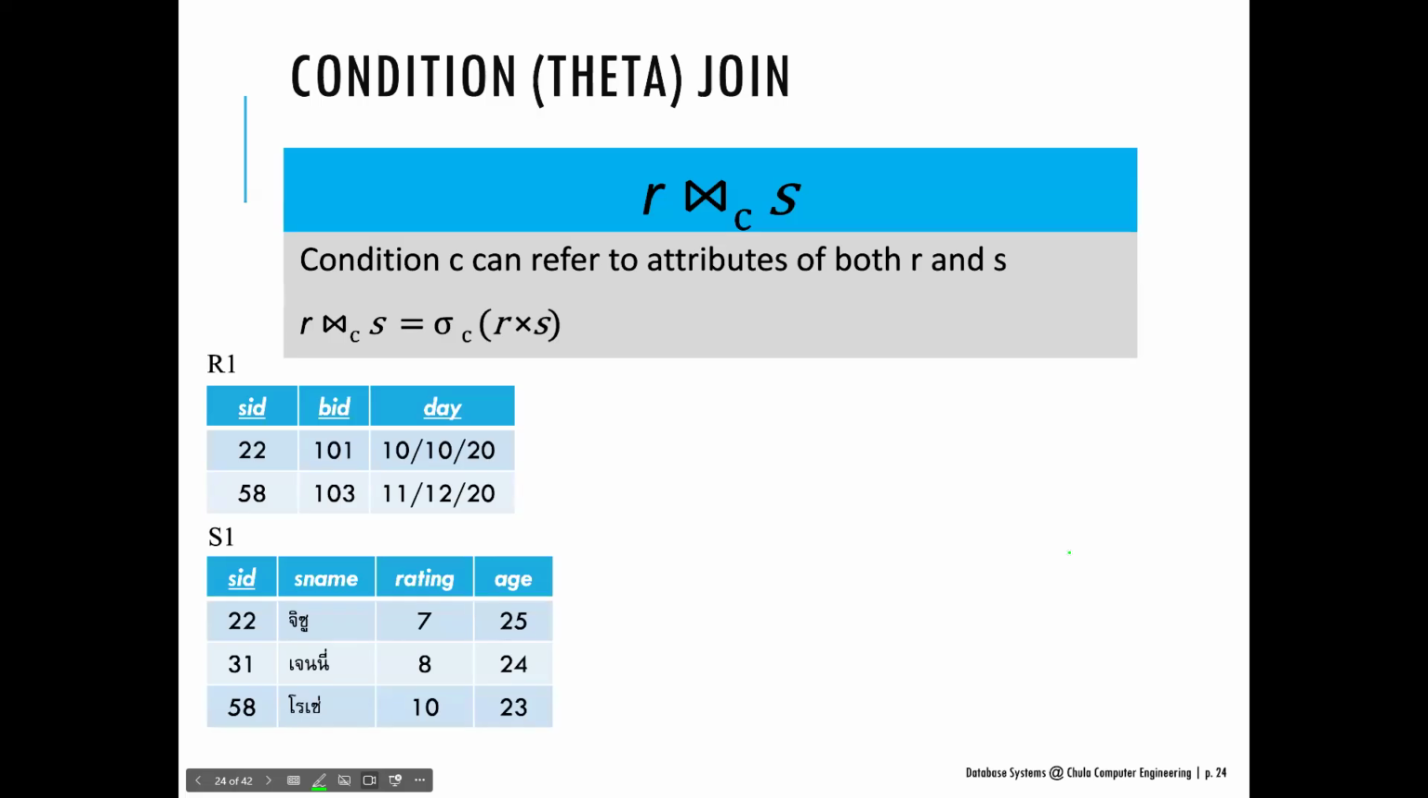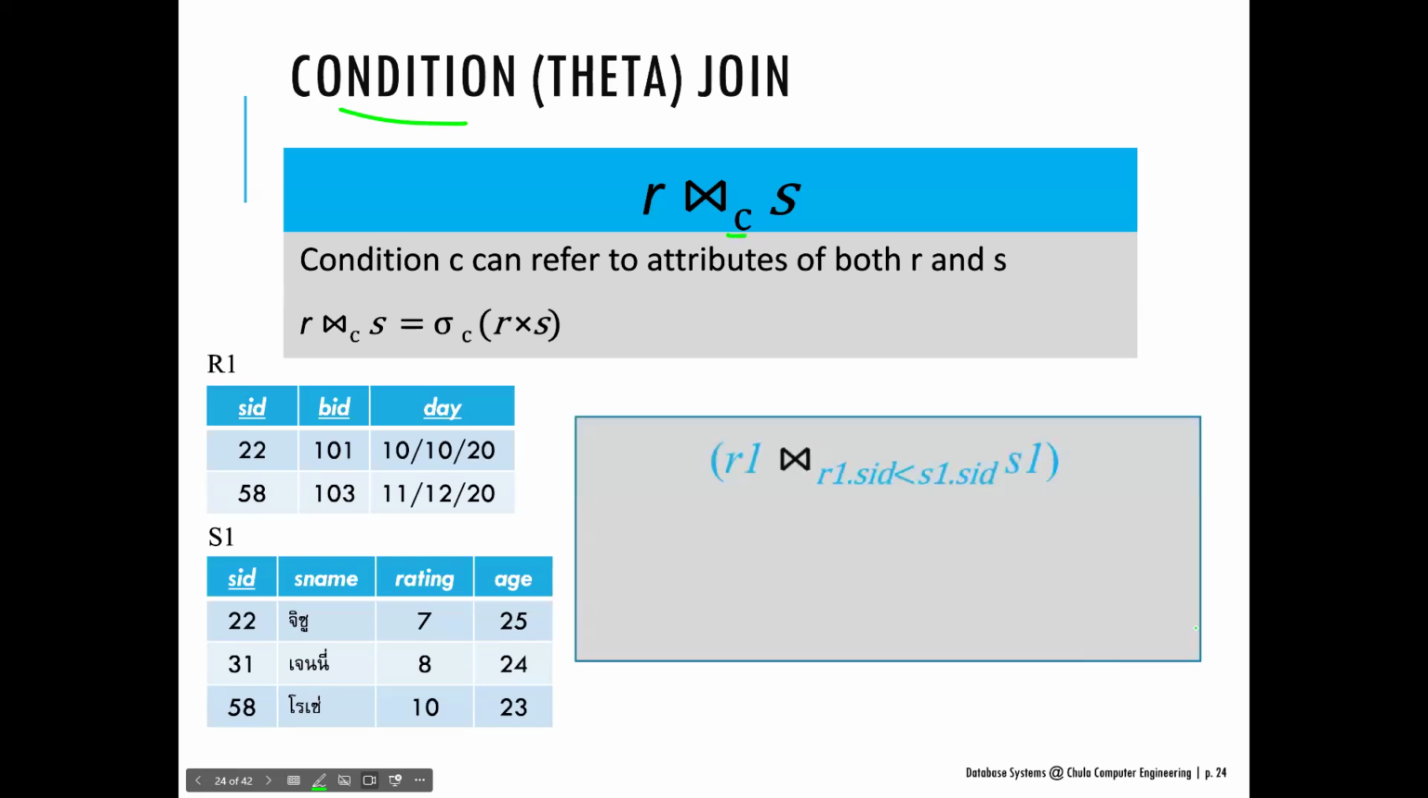The condition join, also called theta join, you would write as R condition join with S. When we say condition, there must be some condition there, right? So I can write R1 join with S1 with some condition here. The condition says, when you join, R1.SID is less than S1.SID. It doesn't make much sense, but I just want to show you how it is going to be calculated.